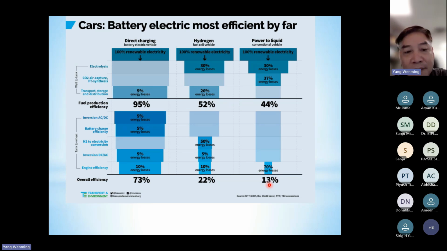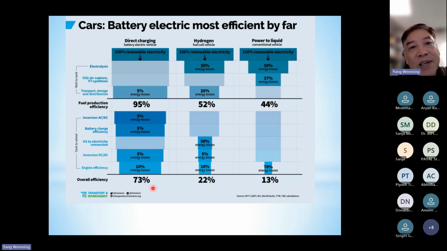Here you should also be careful. This one assumes we use renewable electricity to produce diesel fuel or gasoline fuel, so the efficiency is only 70%. We also have CO2 air capture and so on, at 37%. But if you use fossil fuel, then this fuel production efficiency will be higher.